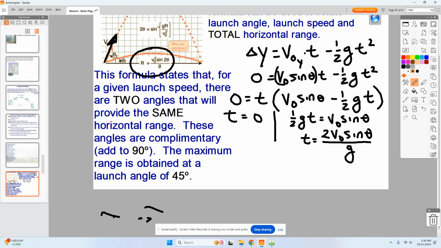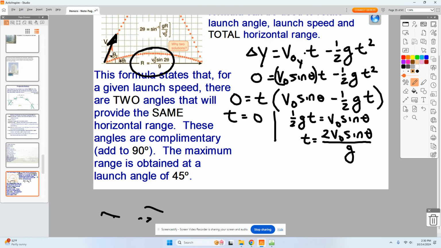Now, I didn't say anything as you were doing that because I was hoping you would solve that. You get an expression that t is equal to 2 v naught sine theta over g. Algebraic expression for t. T is either equal to 0 or it's equal to this when the displacement is equal to 0. So when it rises and falls, it's either going to be at 0 seconds or at that value.